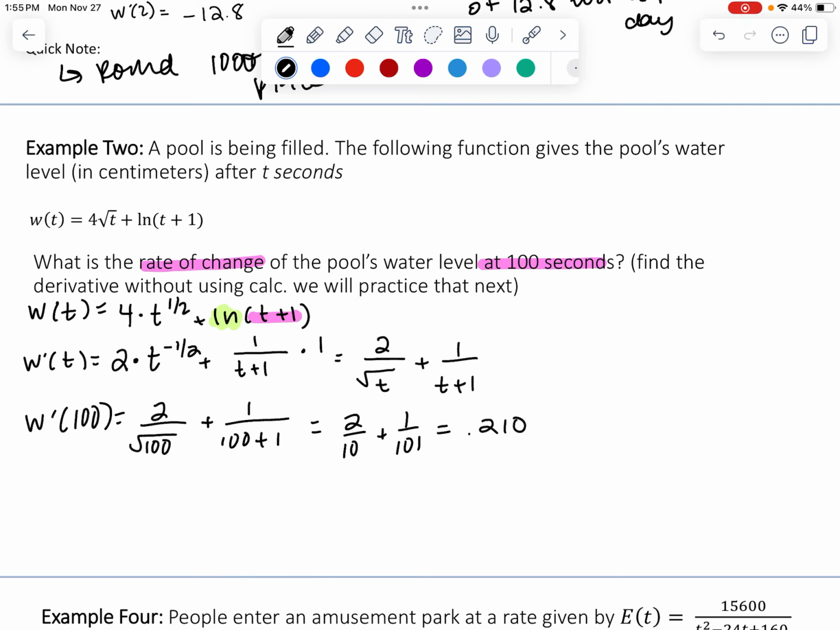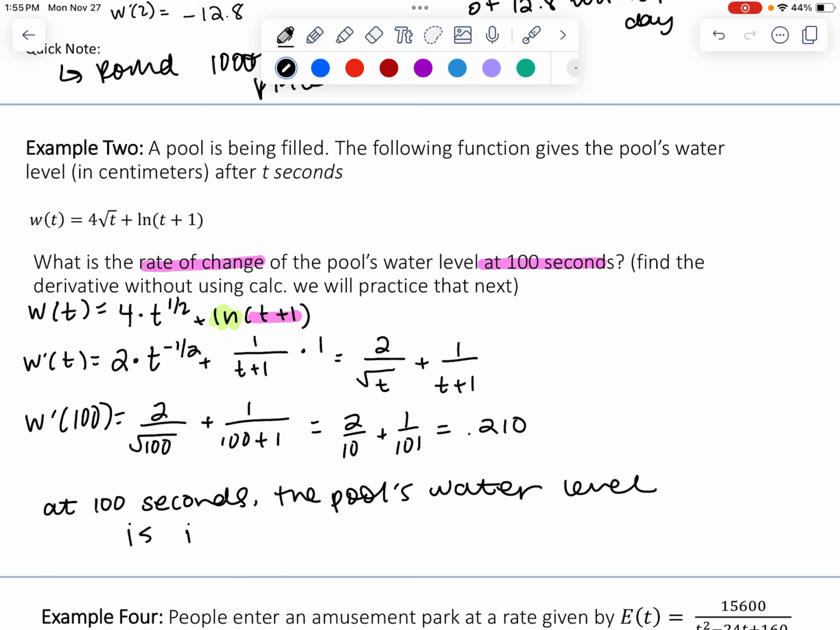And so that is our derivative at 100, but now we have to put it into context. So I'm going to write: at 100 seconds, the pool's water level, it's positive this time, so it's increasing, at a rate of 0.210 centimeters per second. And I'm getting centimeters per second just from the top.